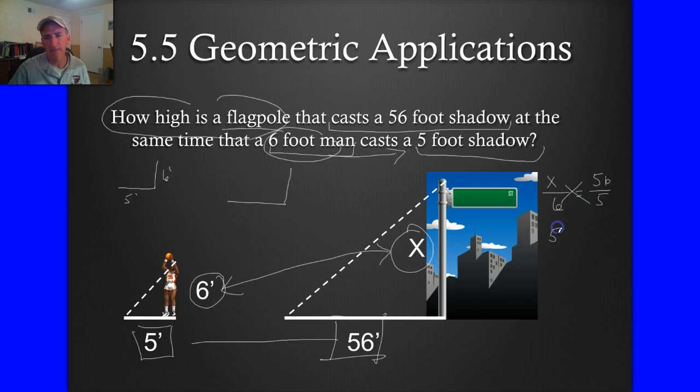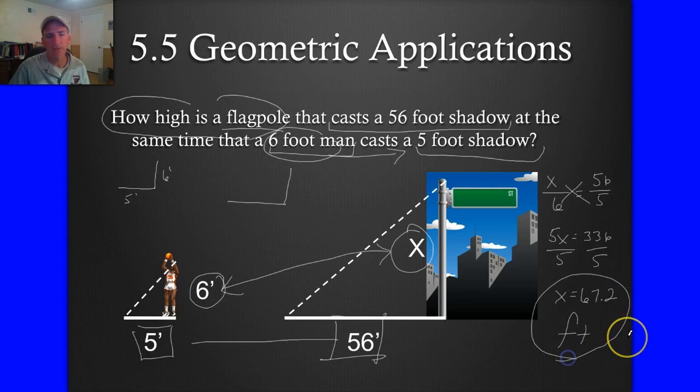You got 5x here. That's equal to, I believe that works out to be 336. Solve it for x, divide by 5. You're going to get a decimal here, and that's okay. 67.2, and they told us feet. So there you've got the solution to the flagpole question.